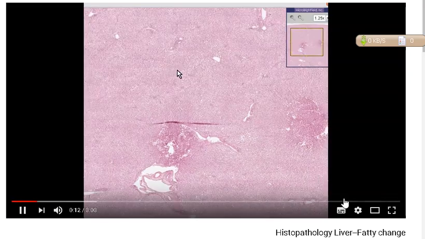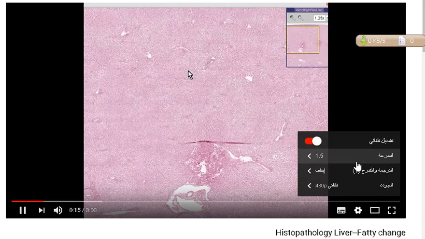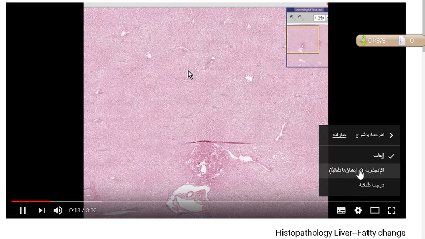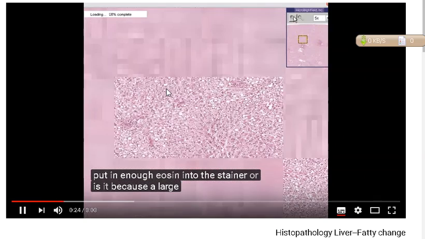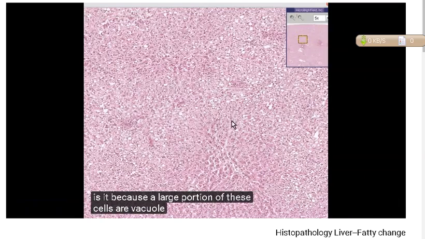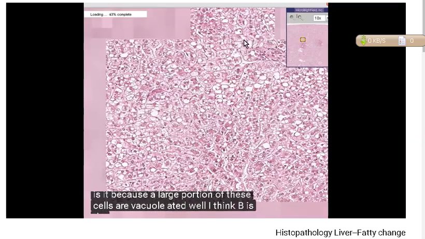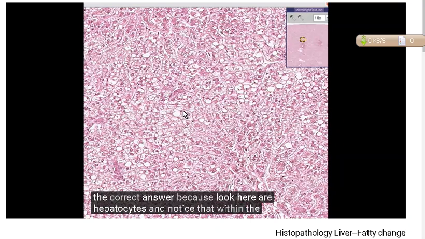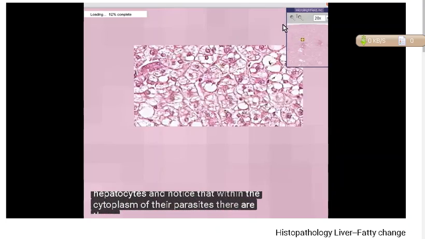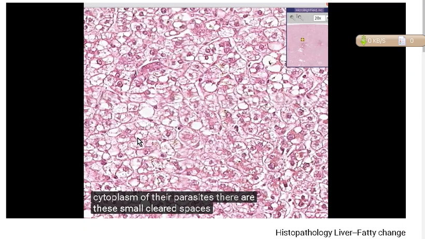But notice that in this liver, it's not quite as pink as it usually is. Well, is that because the technician forgot to put in enough eosin into the stainer? Or is it because a large portion of the cells are vacuolated? Well, I think B is the correct answer, because look, here are hepatocytes, and notice that within the cytoplasm of the hepatocytes, there are these small, cleared spaces which represent fat. This is a fatty liver.